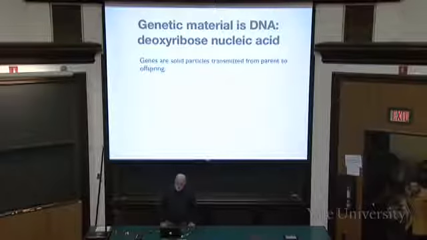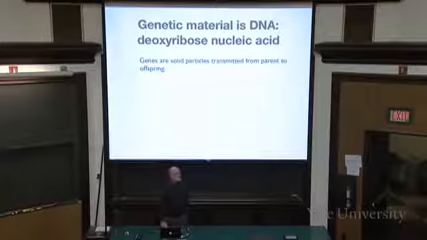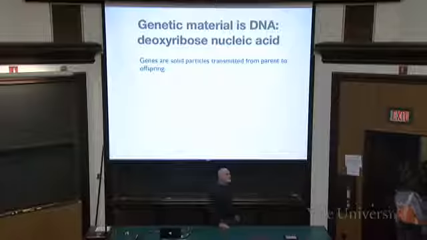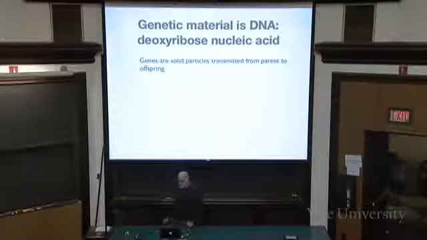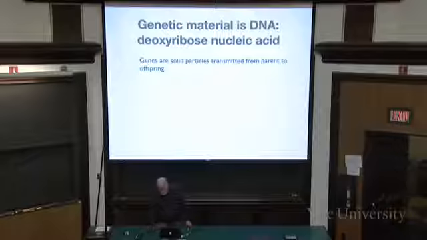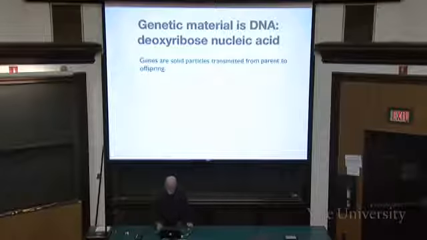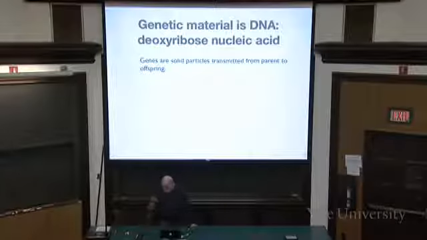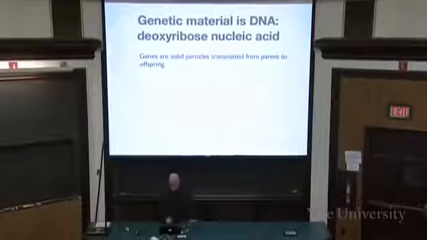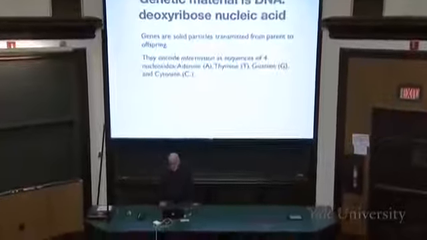So the genetic material is deoxyribonucleic acid. We have known that since 1945, and we've known its structure since 1953. And this is actually an extremely important point. Genes are solid particles that are transmitted from parent to offspring. They are not fluid. They're actually material stuff, okay? And we know exactly what it is.